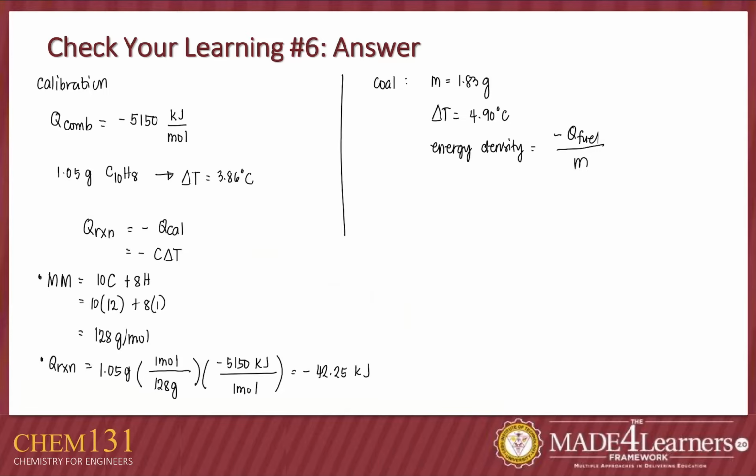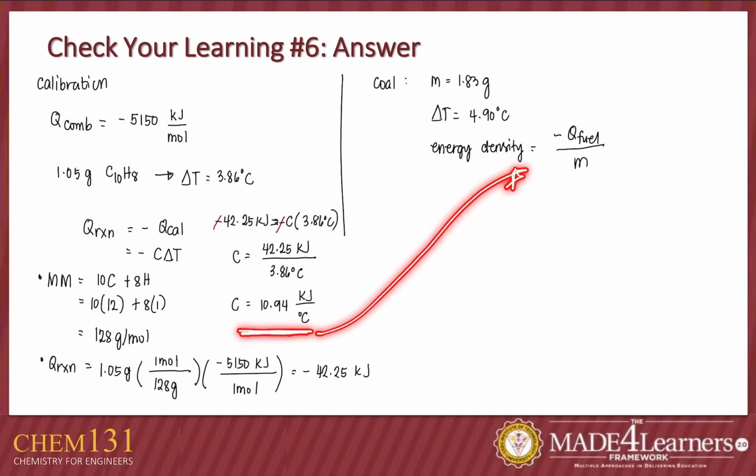So, negative 42.25 kilojoules equals C times the change in temperature of 3.86 degrees Celsius. There is a negative sign here, so we can cancel the negative sign. So, C, therefore, the heat capacity of the calorimeter, is 42.25 kilojoules divided by 3.86 degrees Celsius. So, the heat capacity is 10.94 kilojoules per degree Celsius.